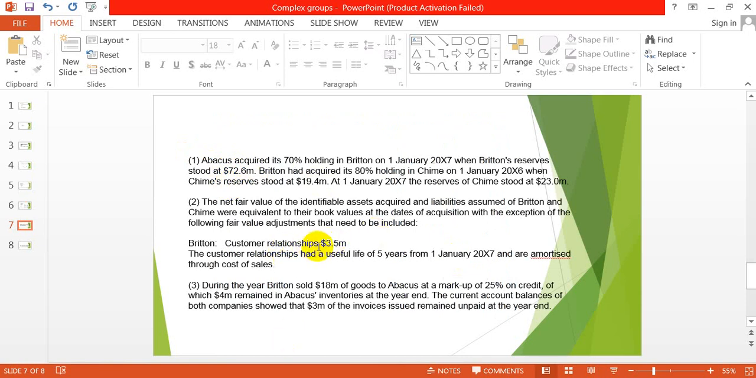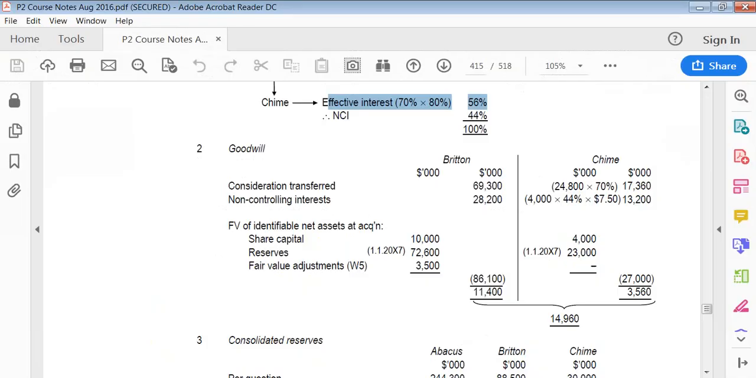Then we have a fair value adjustment, customer relations of 3.5. That gives us the total of 86.1, which we subtract from the consideration and the NCI to give us goodwill of 11.4 million.